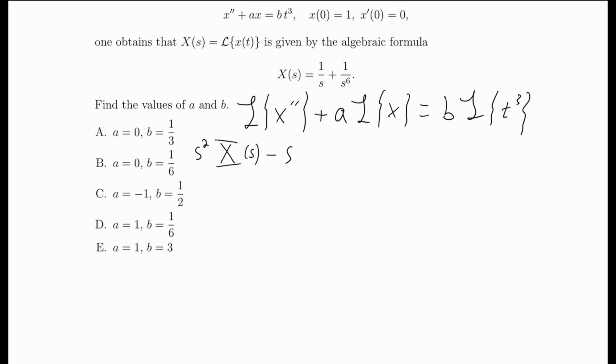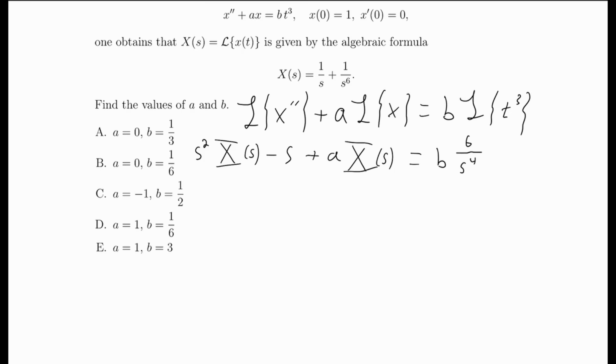We can move on to our a term now, keep the a out in front, and the Laplace transform by definition of little x is big X. That's just our notation for the Laplace transform of a function of s. Then keep our b out in front, and for the Laplace transform of t cubed go to number 3 on the sheet. That gives us t to the n, here n is 3. So that's 3 factorial, which is 6, over s to the n plus 1, so s to the 4.